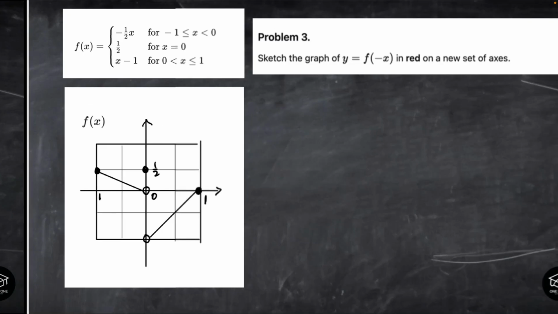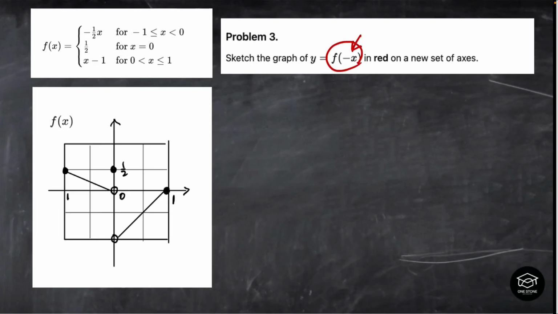Problem 3. Graph y equals f(-x). This is the horizontal reflection of f across the y-axis. Work it out piece by piece. From the left branch of the original, f(x) equals -1/2 times x. Replace x with -x. That gives positive 1/2 times x, valid for x between 0 and 1. At x equals 0, f(-0) equals f(0), which is 1/2.